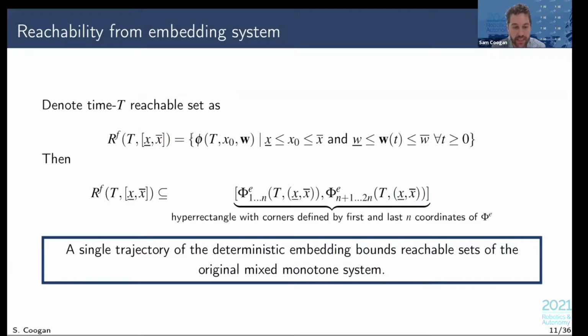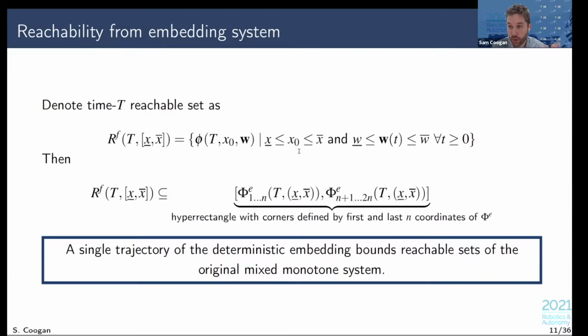So what that means is it's the set of all possible future states of the system at time t from some initial point x naught under some disturbance input w, assuming that x naught lies within this hyperrectangle x underbar to x overbar, and assuming that the disturbance lies within its disturbance bounds w underbar and w overbar.